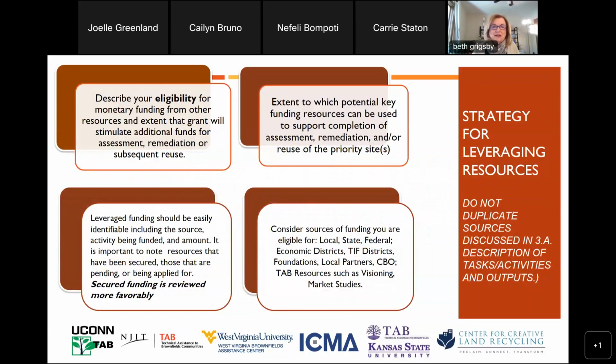And strategy for leveraging resources. Again, I'm not reading all the slide, but don't overlook things like, if you do pull TAB in, make sure you talk about that leveraged resource you're using. Maybe in your application, you plan on working with TAB on developing an outreach plan. These are important. And always realize secured funding is going to be reviewed more favorably. And it's tough out there. It's really tough. A lot of competition. Next slide, please.